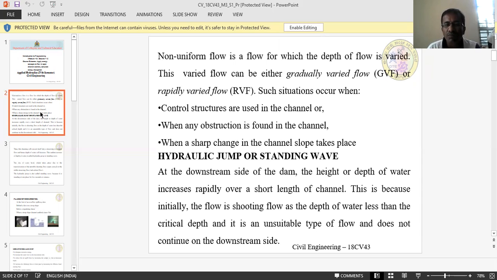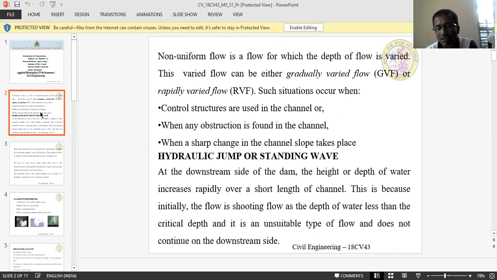If the variation of the flow occurs over a long length of the channel, such a type of variation is called gradually varied flow. If the variation of flow occurs over a short length, then such a type of flow is called rapidly varied flow. Usually gradually varied flow occurs on the upstream side of a dam or a reservoir.